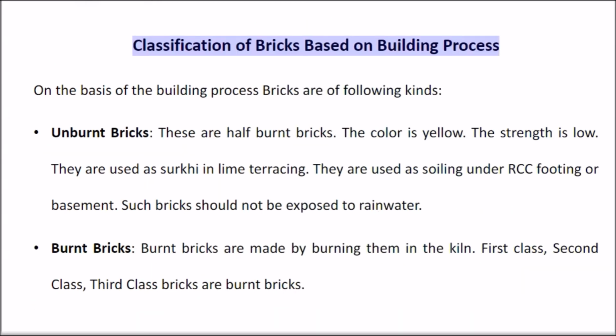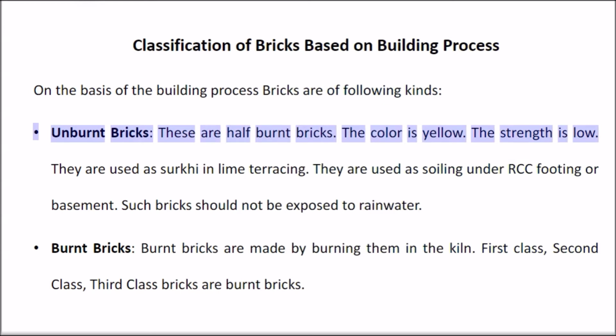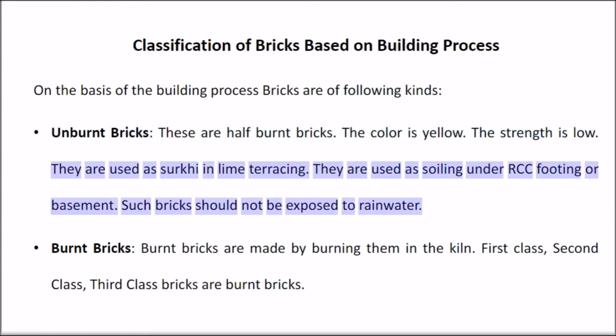Classification of bricks based on building process. On the basis of the building process, bricks are of the following kinds. Unburnt bricks, these are half-burnt bricks. The color is yellow. The strength is low. They are used as cirque in lime terracing. They are used as soiling under RCC footing or basement. Such bricks should not be exposed to rainwater.